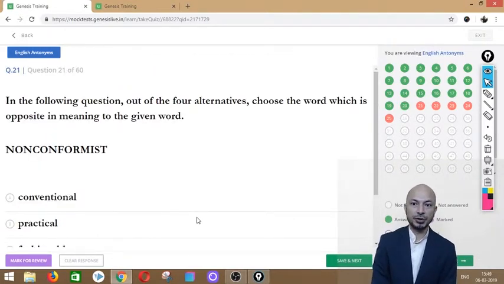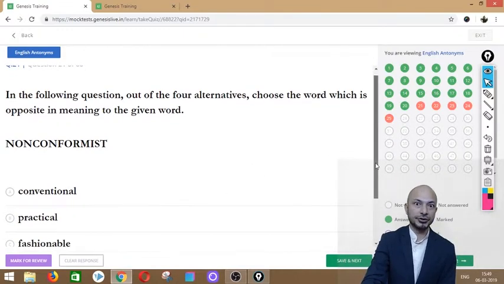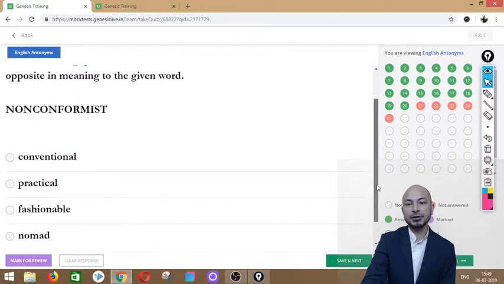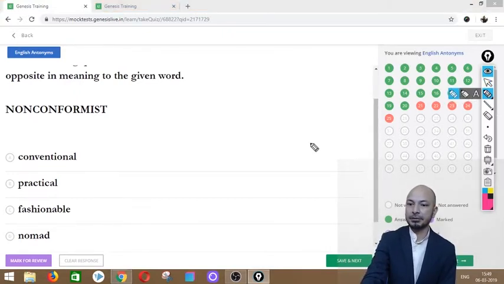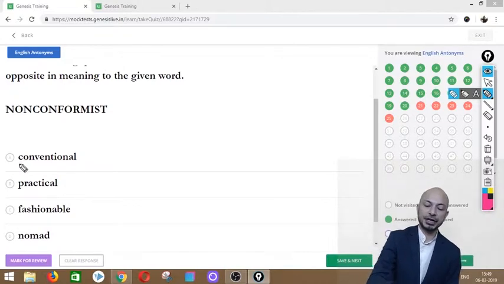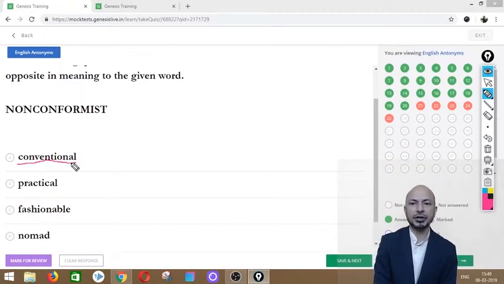So we come to question number 21. The word given is nonconformist, and the options given are conventional, practical, fashionable, and nomad. And the correct option is option A, which says conventional. Now a nonconformist is someone who doesn't follow established ways of behavior or dressing or thinking, who doesn't follow normal social norms. But conventional is someone who follows convention, follows what is normally followed by other people. So they are opposites, antonyms.